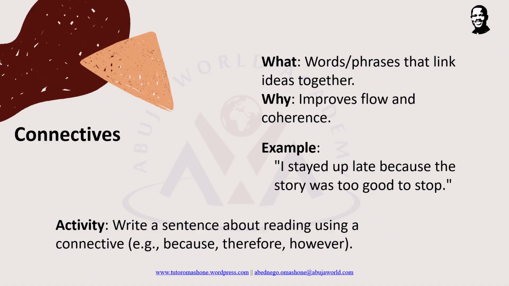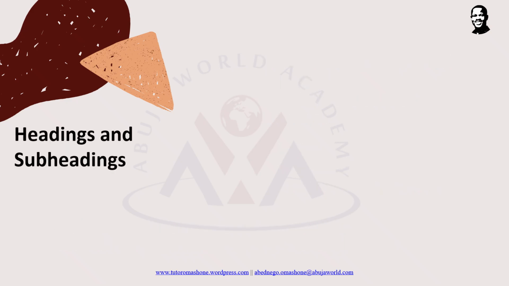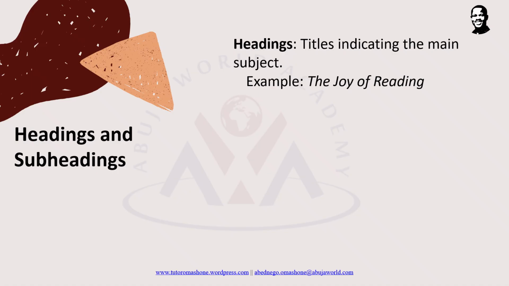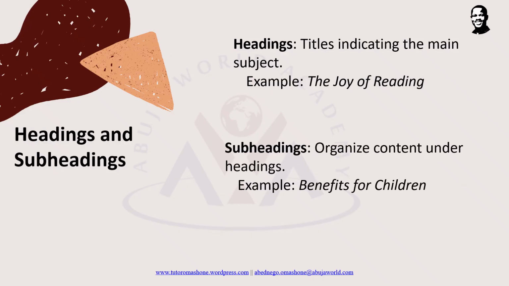So beyond that, we still have headings and subheadings. Let's talk about headings. They are titles indicating the main subject, for example, the joy of reading. And you have the subheading, which organizes your content under headings. For example, the main heading is the joy of reading, and a subheading could be benefits for children, right?